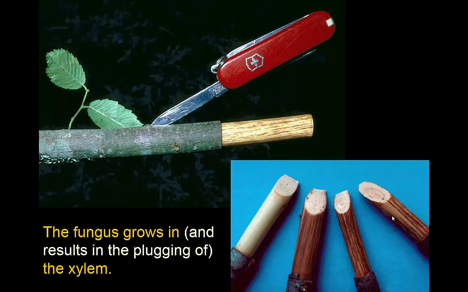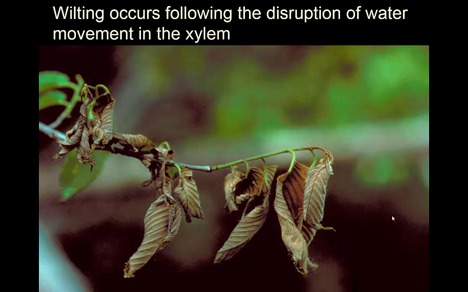The fungus will be associated with the xylem of the plant, so you are going to see effects from plugging of the xylem, and as a result, the symptoms you see on the tree from infection are wilting. So the xylem is no longer able to move water, and so we see wilting of a branch, then a larger branch, and then ultimately the entire tree.